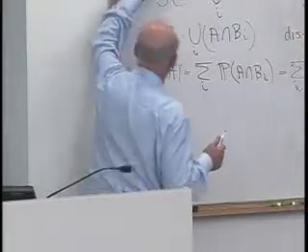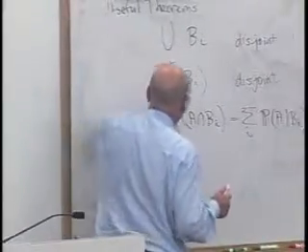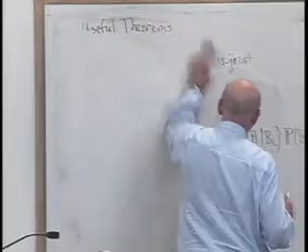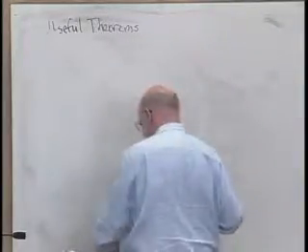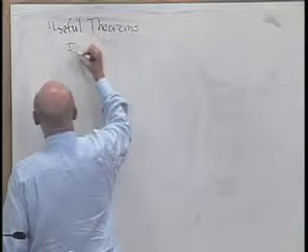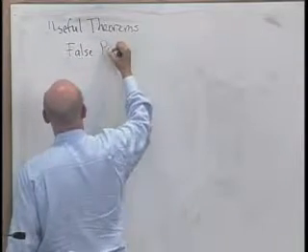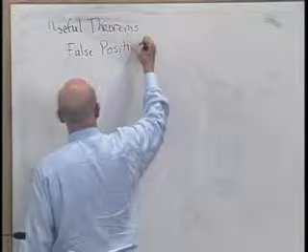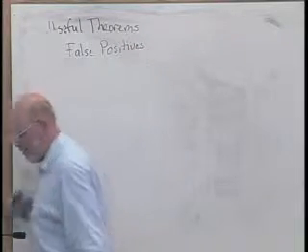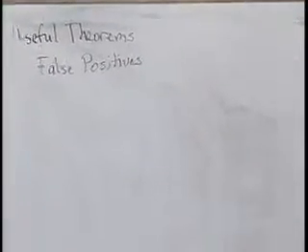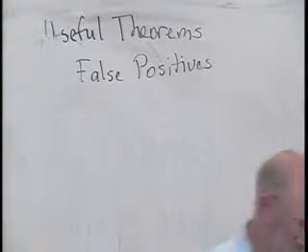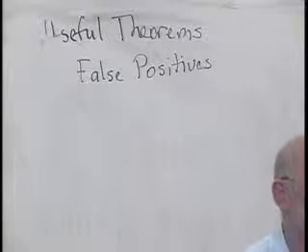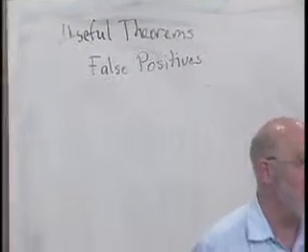Now, because these two things are in the same section of the book, I will take the opportunity to talk about the false positives issue. This is a very famous medical example of Bayesian inference. And what makes this example interesting is the numbers that I'm going to throw into it.